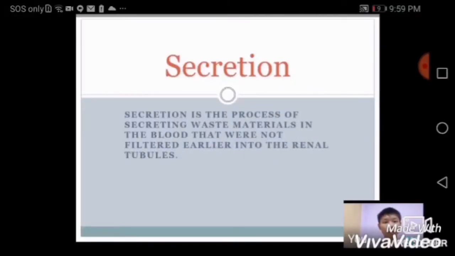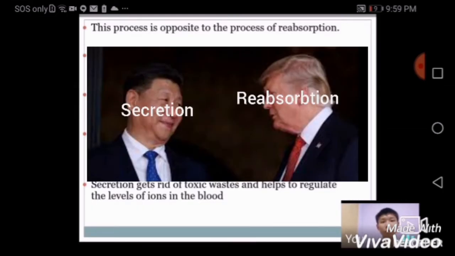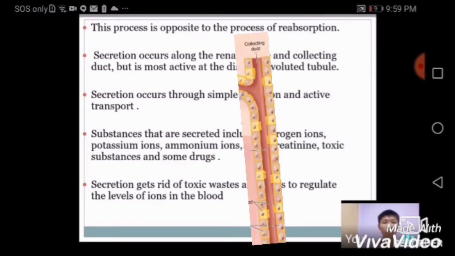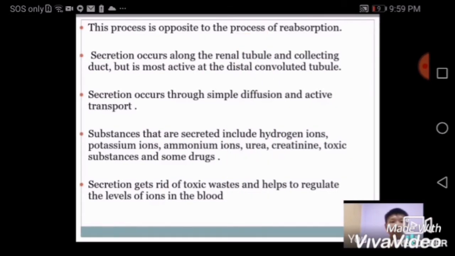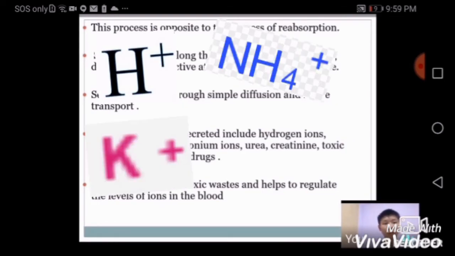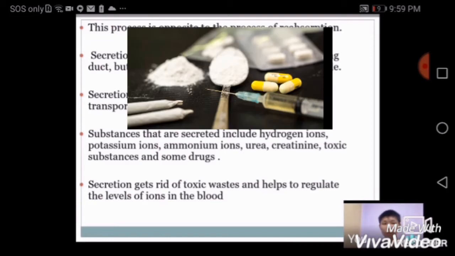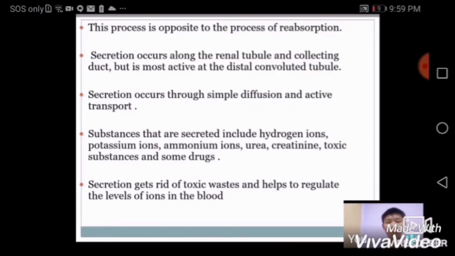Next is secretion. Secretion is the process of secreting waste materials in the blood that were not filtered earlier into the renal tubule. This process is the opposite of reabsorption. Secretion occurs along the renal tubule and collecting duct, but is most active at the distal convoluted tubule. It occurs through simple diffusion and active transport. Substances that are secreted include hydrogen ions, potassium ions, ammonium ions, urea, creatinine, toxic substances, and some drugs. Secretion gets rid of toxic waste and helps to regulate the level of ions in the blood.